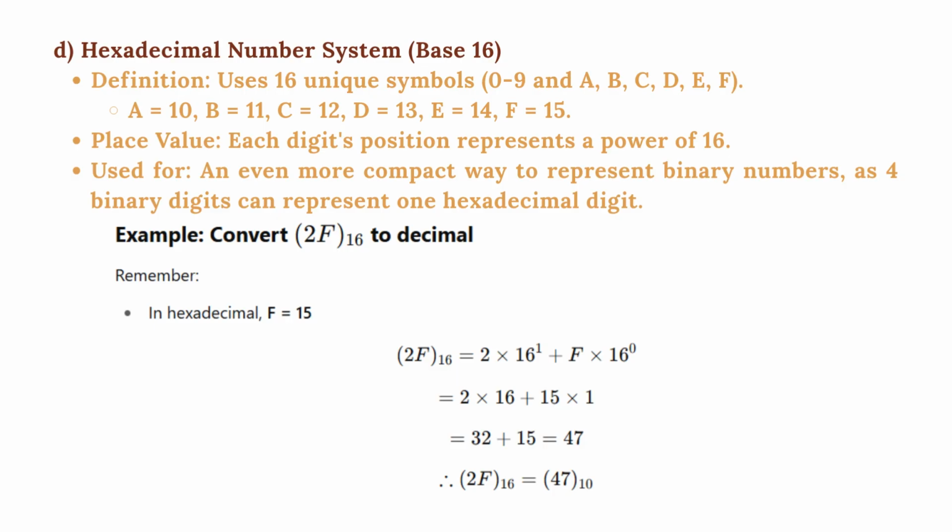For example, convert 2F to decimal. F is 15 as we know. We need to multiply powers of 16 into the given number. So 2 into 16 to the power 1 plus F into 16 to the power 0. 2 into 16 plus 15 into 1, that is 32 plus 15 is equal to 47, and 47 is the decimal form of 2F.